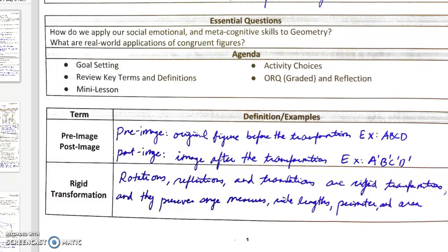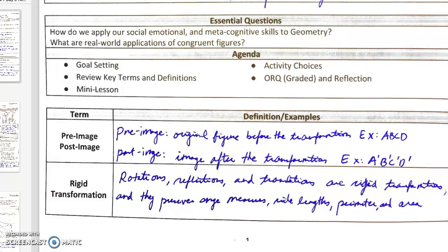Okay, our post-image is our image after the transformation. So for example, A prime, B prime, C prime, D prime. Your primes are your little apostrophes, and they indicate your post-image. And if you have multiple post-images, there's a good chance that you're going to have double primes. So like A double prime, B double prime, C double prime, D double prime, or maybe even a triple prime. So A triple prime, B triple prime, C triple prime, D triple prime.